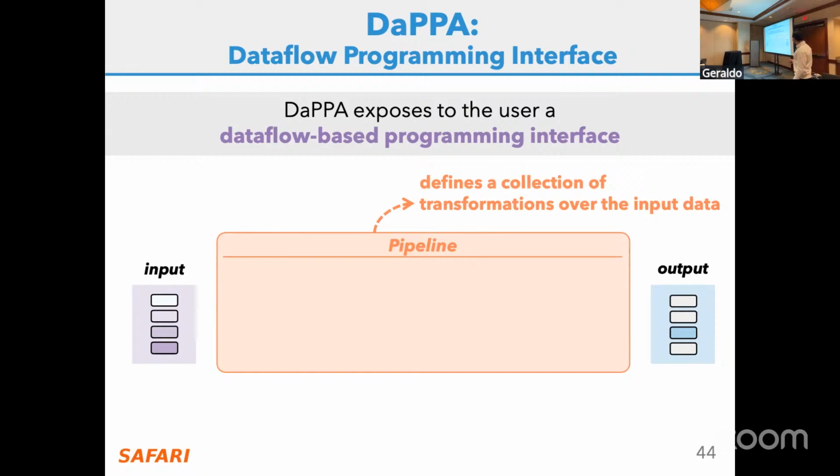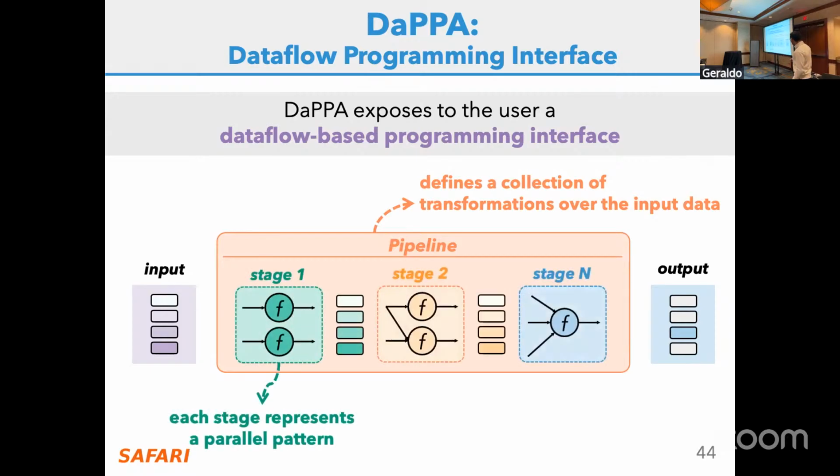In this data flow manner, the main class that we provide to the user is what we call a pipeline, which defines a collection of transformations over the input data. Inside this pipeline, you have different stages, and each stage represents a data parallel pattern that is going to be executed in the UPMEM chip. And then the data would follow sequentially. So implicitly, we are defining how data should move inside the application and hence across the different PIM chips inside the UPMEM system.